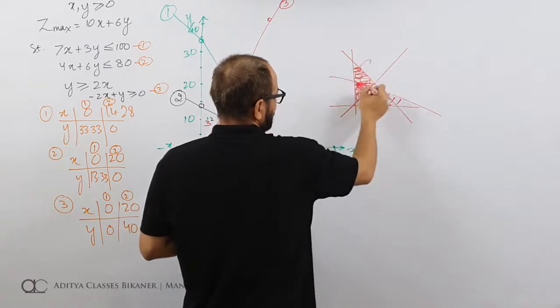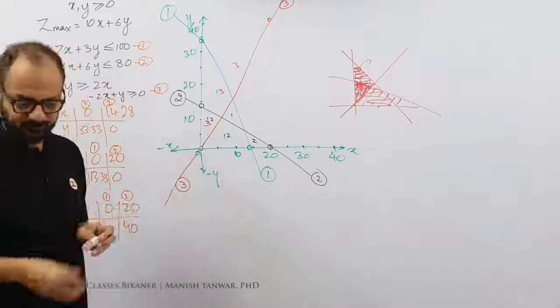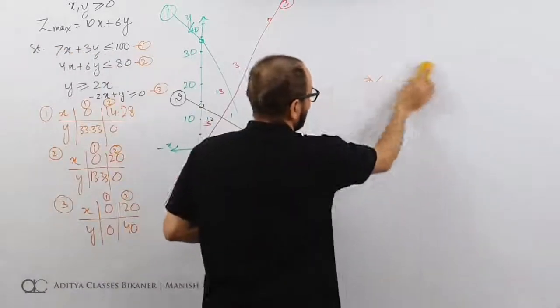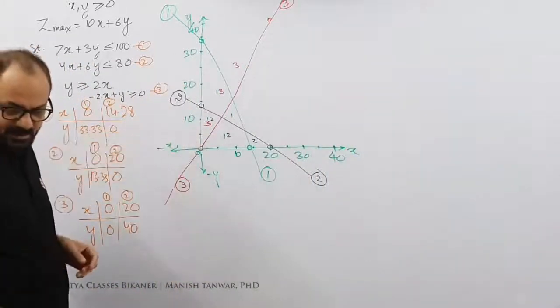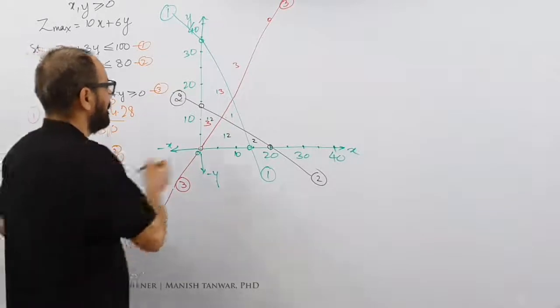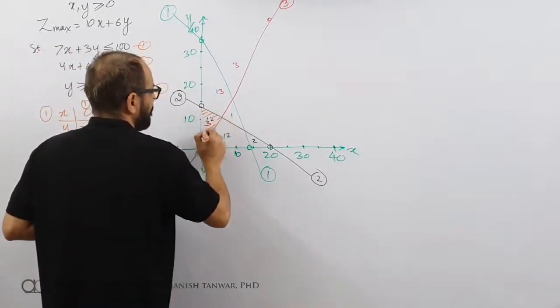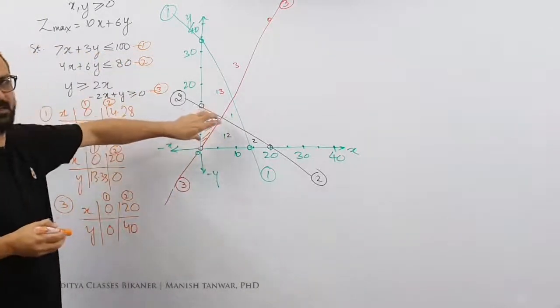So this particularly is the area where all constraints are agreeing up to this. So this is the area. This is the area which we call the feasible region. Why is this the feasible region? Because 1, 2 and 3, all three are agreeing to this area.